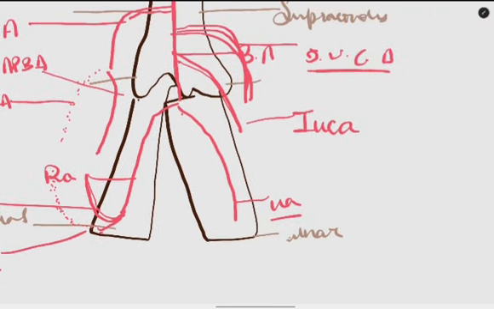The ulnar artery gives off two branches again. This one is the posterior, it is going in the opposite direction, so it is called the posterior ulnar recurrent artery. And one more is the anterior, so it is the anterior ulnar recurrent artery.